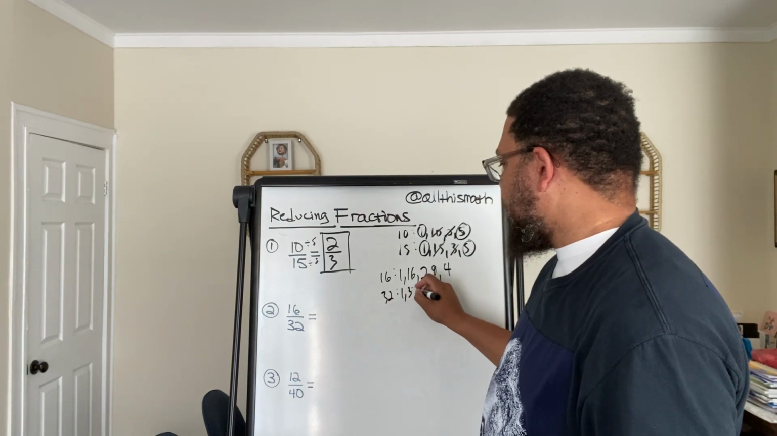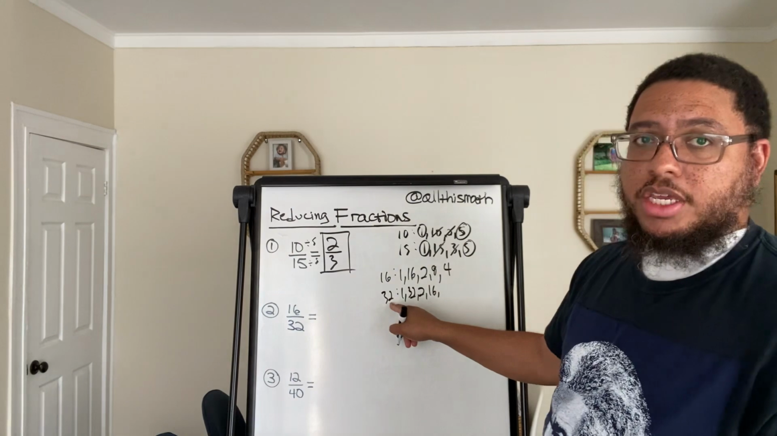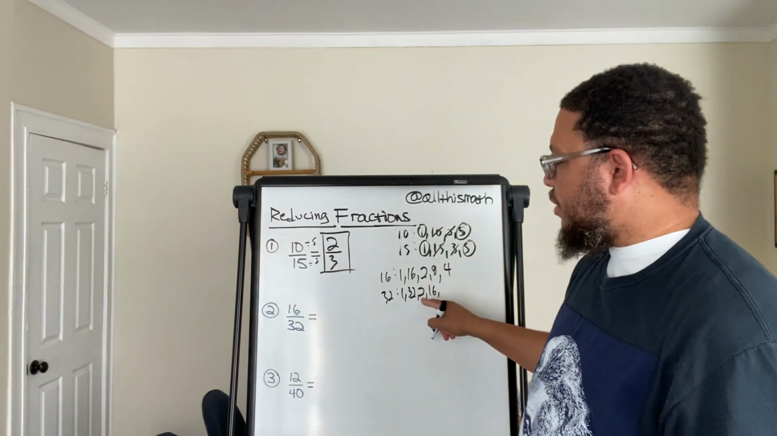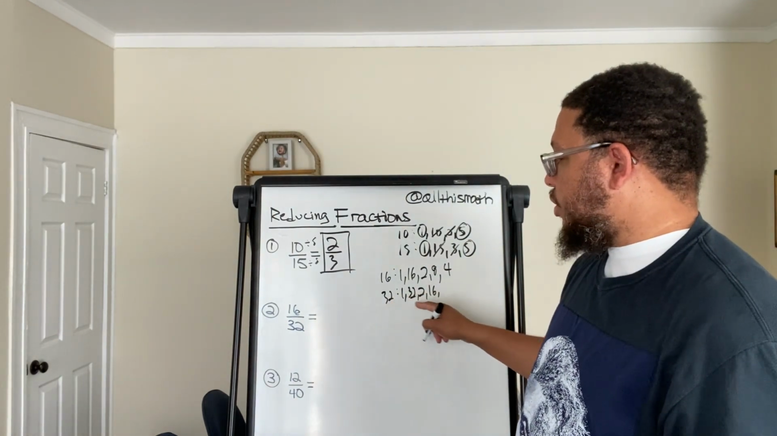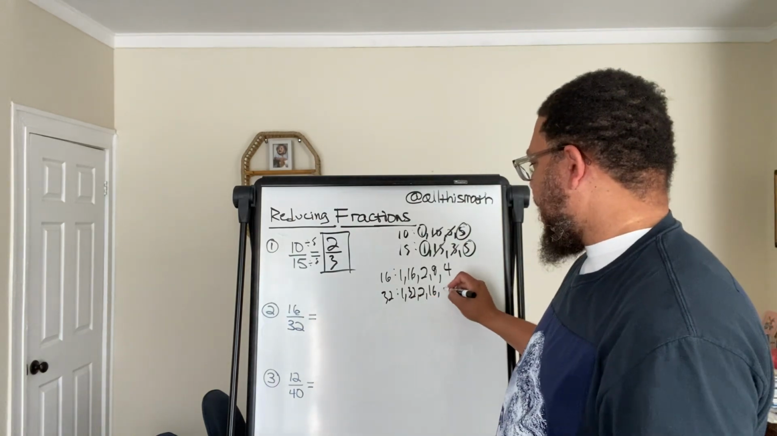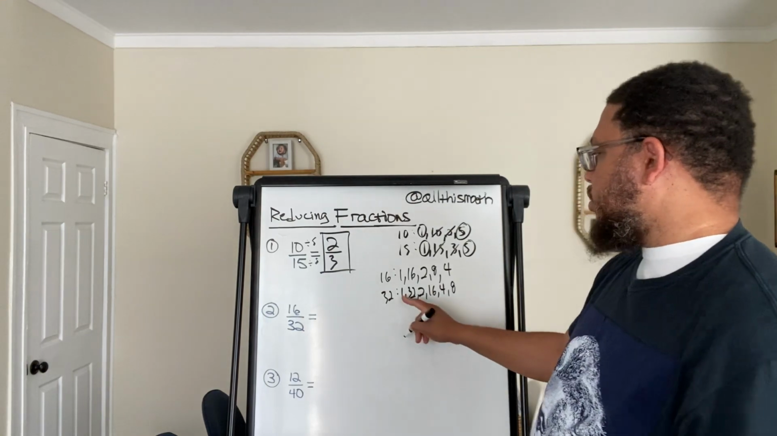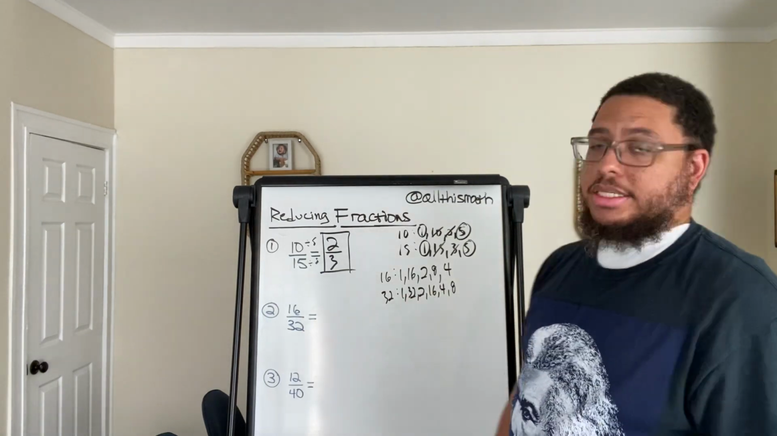Then we go to 32. 32, we got 1 and 32. Then we got 2 and 16. How do I know that? Because 32 is an even number. Even numbers are always divisible by 2. So I just got to figure out what 32 divided by 2 is, and that would have told me 16. And then we got 4 times 8. And that's it. So 32 has 6 factors.